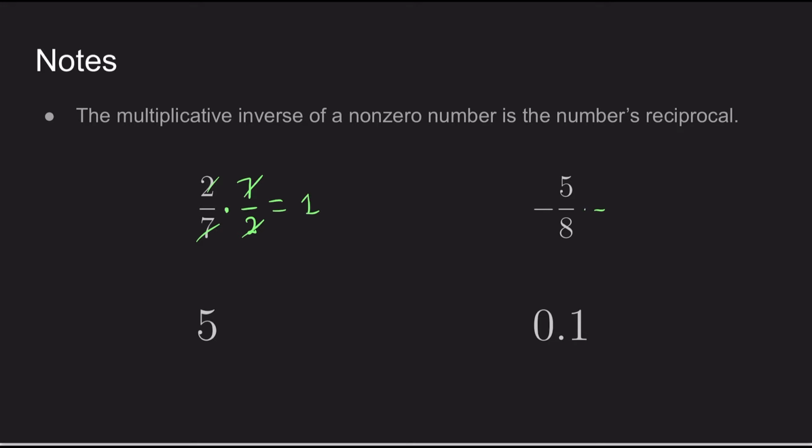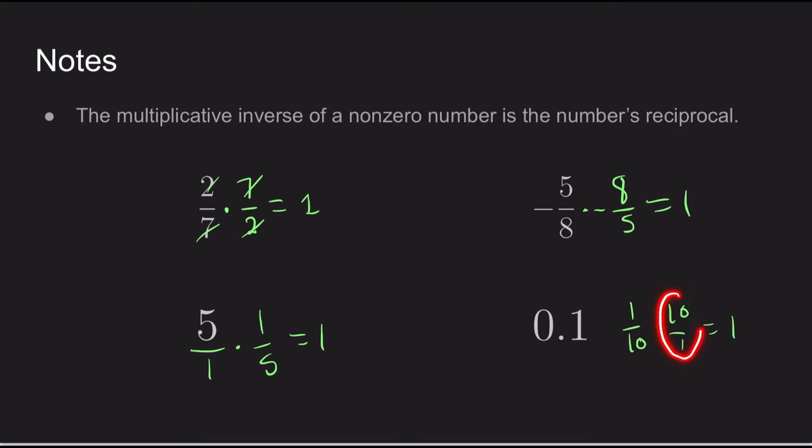Over here, we got negative 8 over 5, which would cancel out as 1. 5 over 1 times 1 over 5 would be 1. 0.1 would be 1/10, and you multiply that by 10 over 1, and it equals 1. So all of these are the reciprocals: negative 8 over 5, 10 over 1, 1 over 5, and 7 over 2.